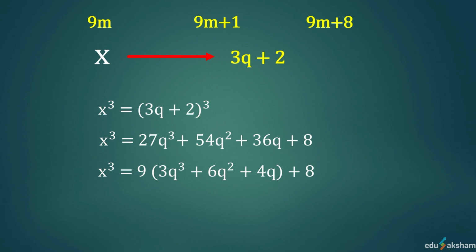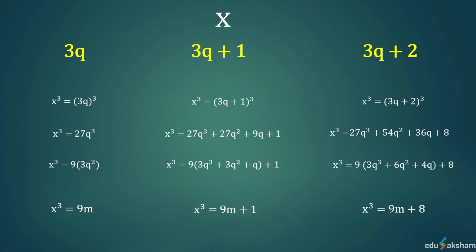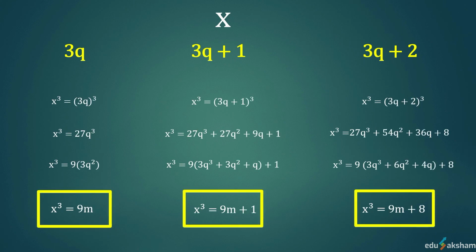Now, 3q cube plus 6q square plus 4q must be an integer by the closure property of integers. Hence, we can write 3q cube plus 6q square plus 4q as m, which is an integer, and x cube can be represented as 9m plus 8. So, here we can see that when the value of x is taken as 3q plus 2, it gives us the cube, which is of the form 9m plus 8. Therefore, we have proved that the cube of any positive integer x is always of the form of either 9m, 9m plus 1 or 9m plus 8.